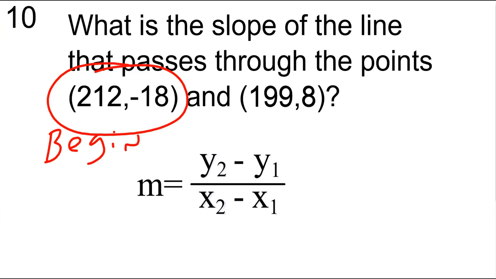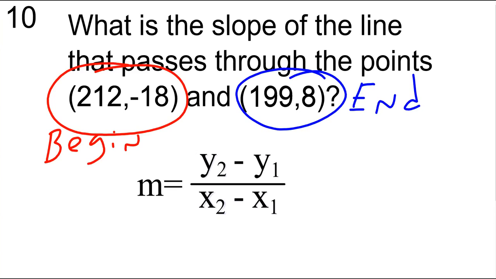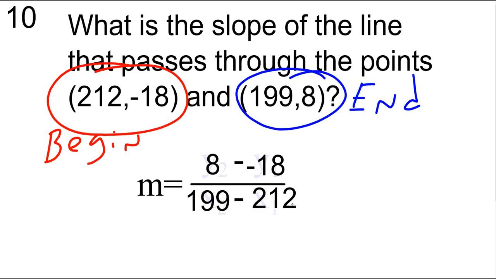Let's establish a beginning and an end point. Let's kick out the end point in the formula. Let's put in 8 for y2 and 199 for x2. y1 and x1 represent the beginning point. Let's substitute -18 for y1 and 212 for x1.